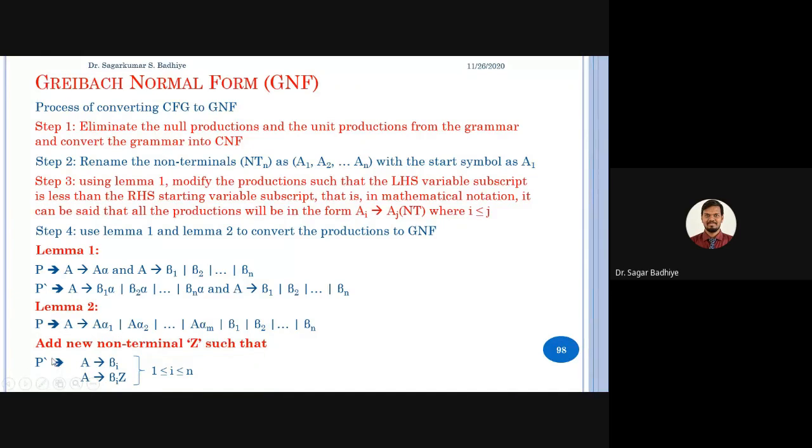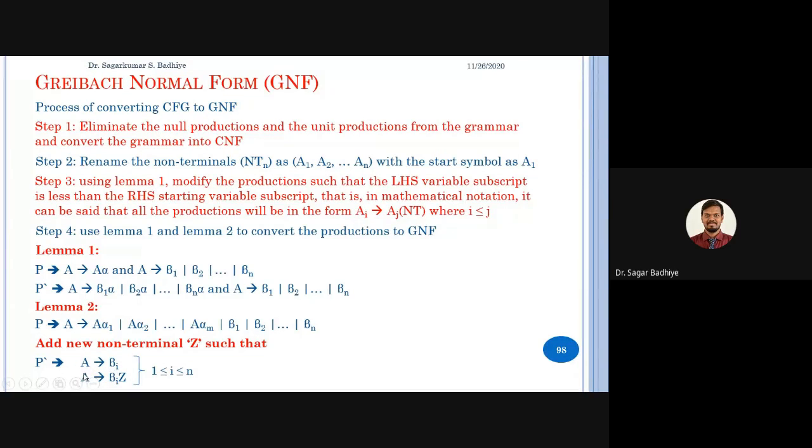So we'll add rules in P dash such that we'll keep the beta rules as they are, that is A derives to beta 1, beta 2, dot dot dot beta n, and all these rules will be as they are. And now along with this, we'll introduce a new non-terminal like this, A derives to beta i Z, right? Now this Z will be introducing alpha over here. For that, we would be writing rules for Z. So first of all, we'll write the beta rules as they are. Beta rules are the rules which are in the required format. Alpha rules are the rules which are not in the required format. So we'll write the beta rules as they are, A derives to beta i.